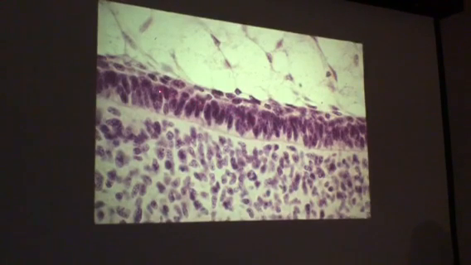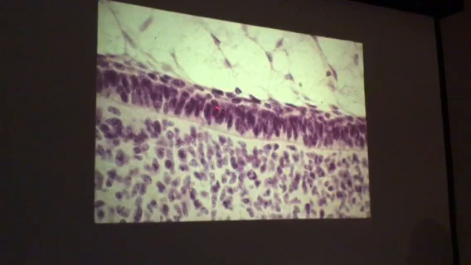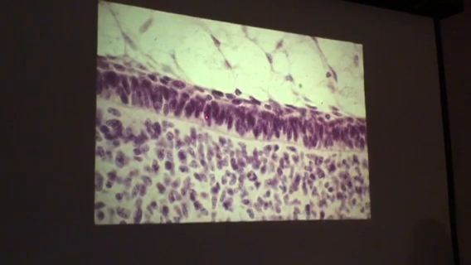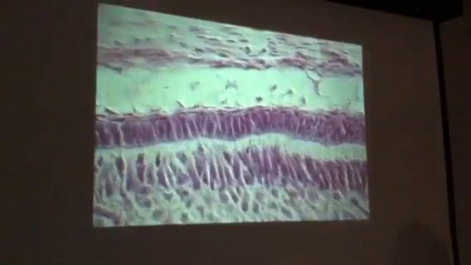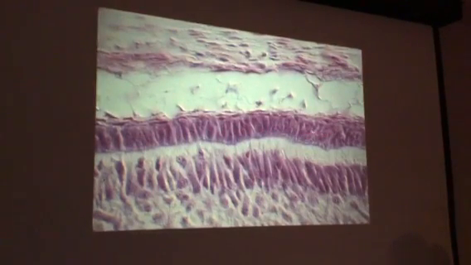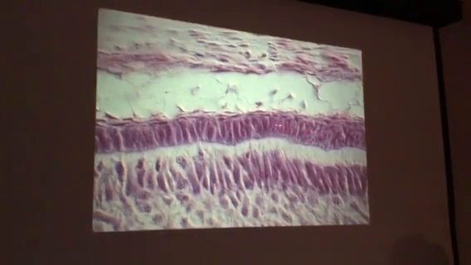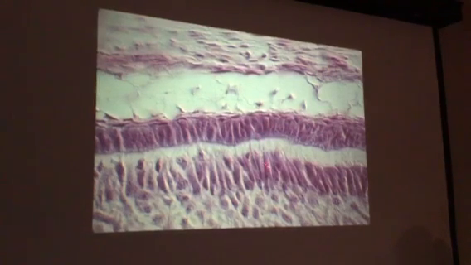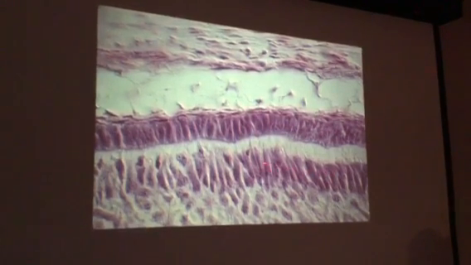And I grant you that these are not cuboidal as they're described. They're a little bit more columnar, but those nuclei are right smack dab in the middle. They have not yet started to reverse their polarity. But very shortly, these will be in the organizing stage. And right here, what would this be? Organizing stage.